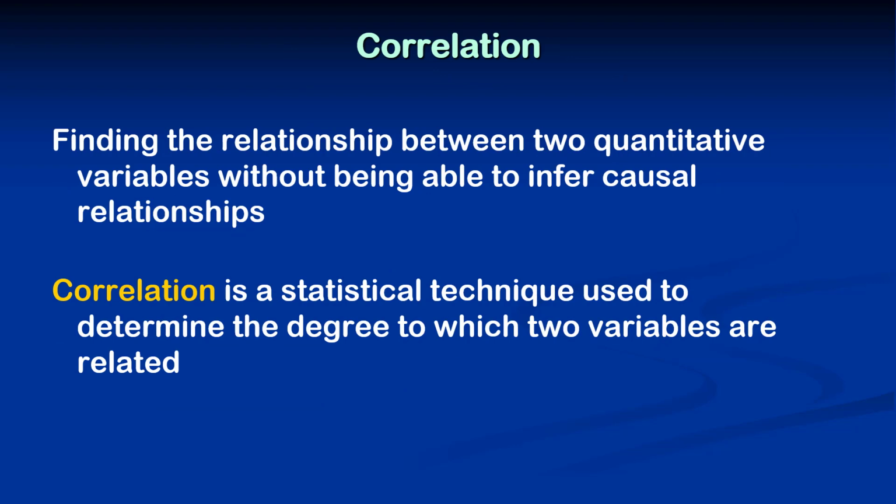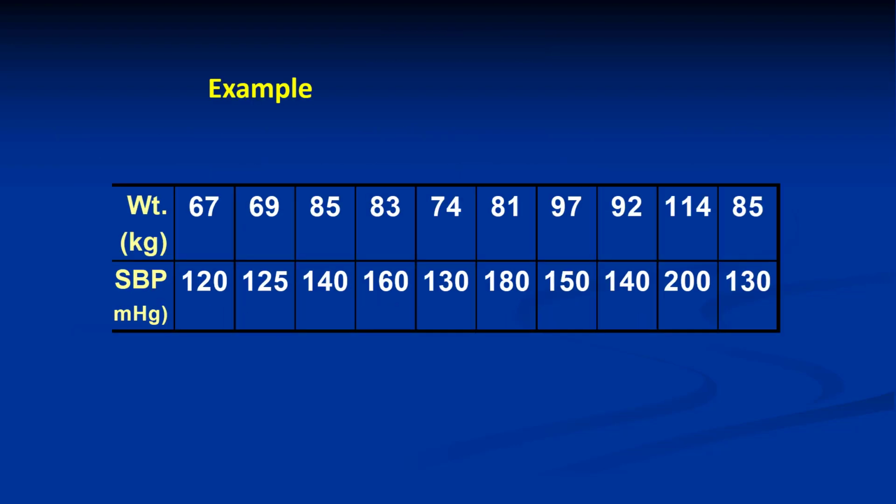A correlation or simple linear regression analysis can determine if two numerical variables are significantly linearly related. A correlation analysis provides information on the strength and direction of the linear relationship between two variables. First, let's see an example of correlation.